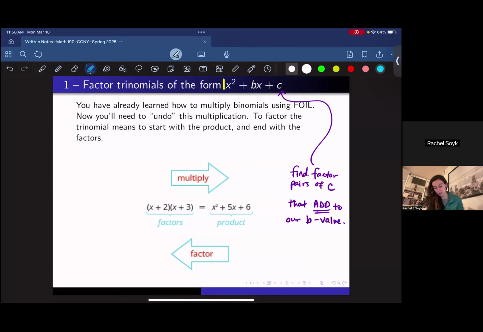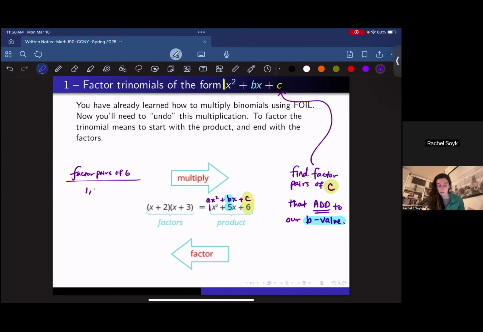What do I mean by that? Factor pairs of c that add to the b value in our trinomial. In this particular example below, we're looking at x squared plus 5x plus 6. Again, this is really the same as 1x squared. So our a here is 1, our b here is 5, and our c here is 6. We're trying to look for all factor pairs of 6 that add to 5. So let's first find all the factor pairs of 6.